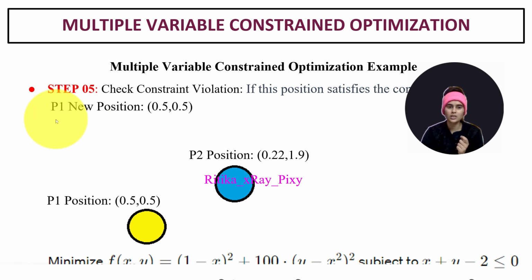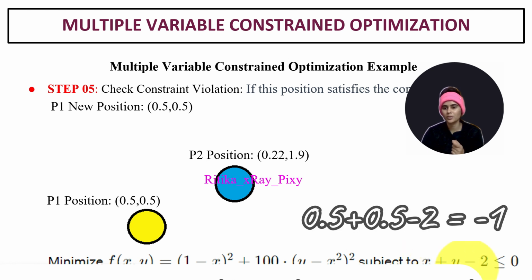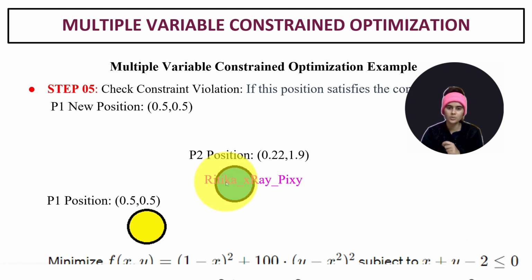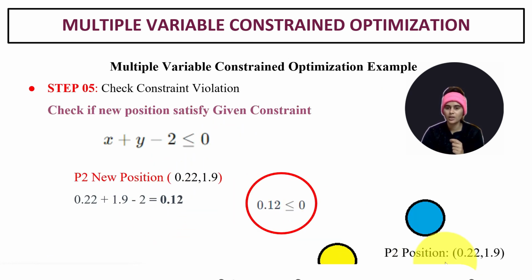So here you can see for the first particle the position is 0.5, 0.5. Put the value here, 0.5 plus 0.5 minus 2. This time for this particle the constraint is already satisfied. This particle position is updated. Put values here in this constraint, 0.22 plus 1.9 minus 2. We obtain a value that is 0.12. And according to the constraint, values should be less than or equal to 0. So here the constraint is not satisfied. In optimization problems, if the constraint is not satisfied, then we cannot consider the solution as a feasible solution.